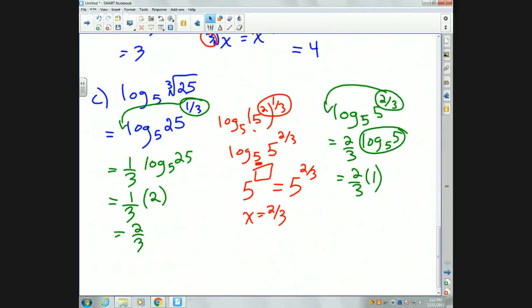This is the first time I've ever done that question 3 different ways. That's awesome. You guys are special. I don't know. Homework maybe on the weekend. Find the 4th way.